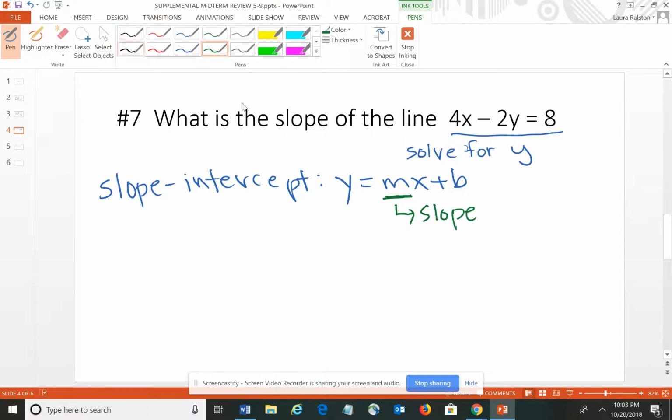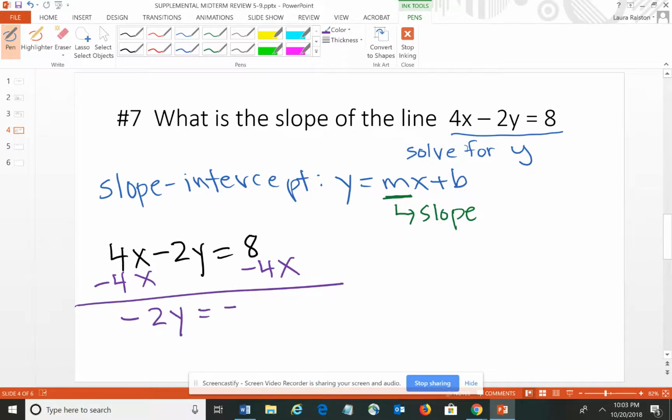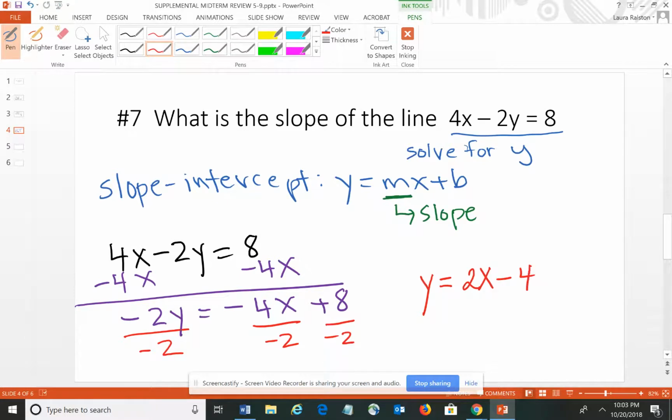So if I take the equation that we're given, 4x minus 2y equals 8, and I solve for y, the first thing I'm going to do is subtract 4x from either side. So I have negative 2y equals negative 4x plus 8. Then I need to divide everything by negative 2, again to isolate the y. Watch your signs now, be careful. So we end up with y equals negative 4 divided by negative 2 is positive 2x, and 8 divided by negative 2 is minus 4. Again, remember though, I'm looking for the slope, and the slope is the coefficient on the x, which is 2. So the slope of the line that I was given is 2.